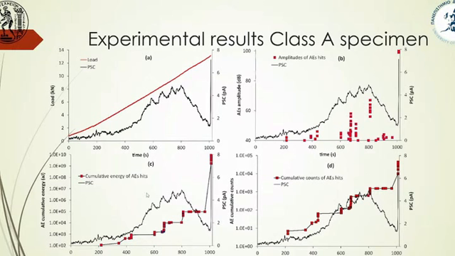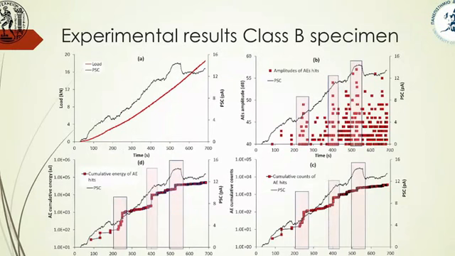At the bottom, we see the cumulative energy of the acoustic emission hits versus the recorded PSC signal, and in figure D, we see the cumulative hit count of the acoustic emission hits. Moving on, we see now the class B specimen. The class B is the one with the low porosity. As you can see, we have a greater number of recorded acoustic emission hits.